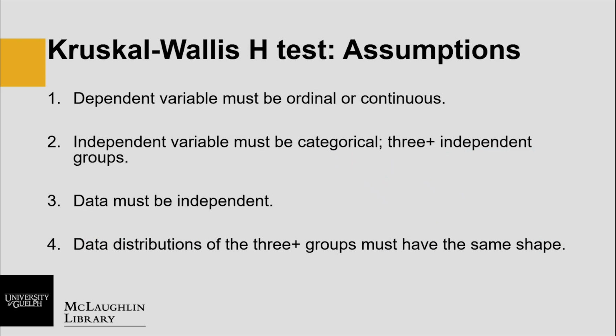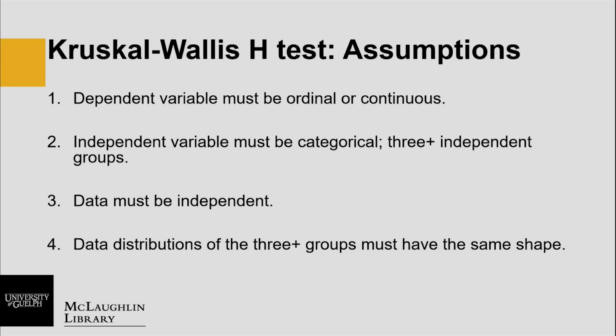What are the assumptions of a Kruskal Wallis H-test? We have 4. The first is that your dependent variable must be ordinal or continuous. The second is that your independent variable must be categorical with 3 or more independent groups. The third is that your data must be independent. And the fourth is that the data distributions of the 3 or more groups that you have must have the same shape. This one's a little bit new for us, so we'll cover that in the next few slides.